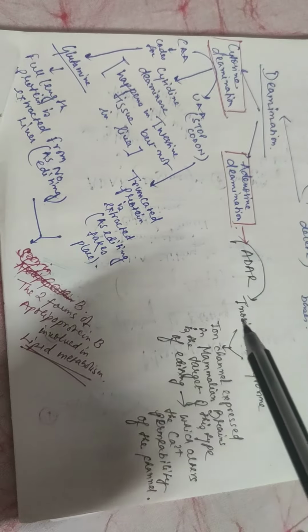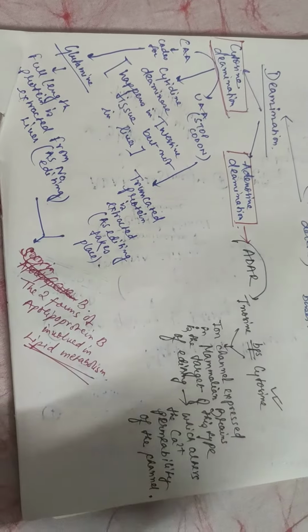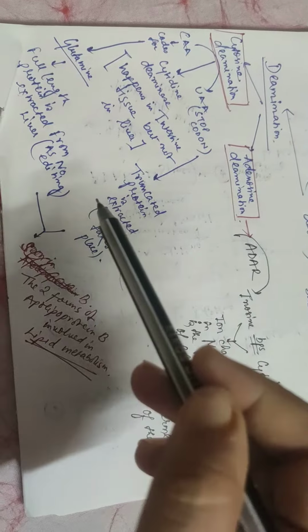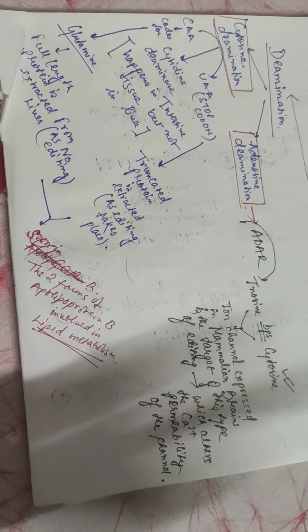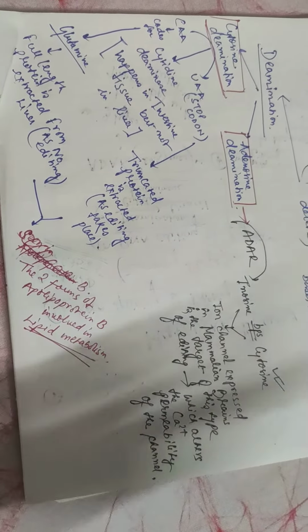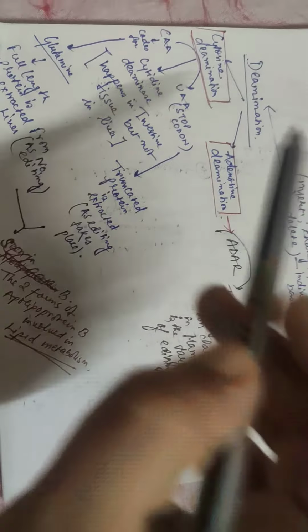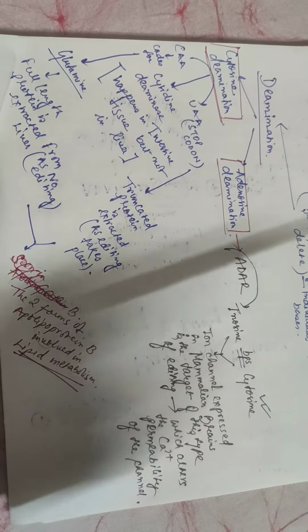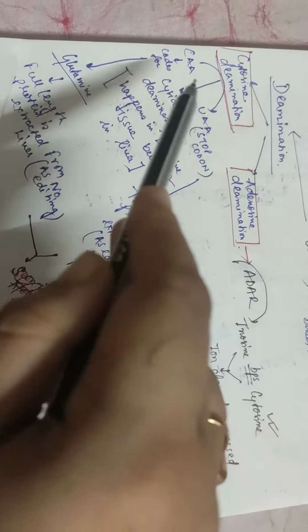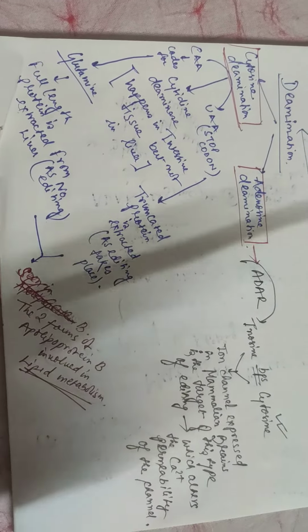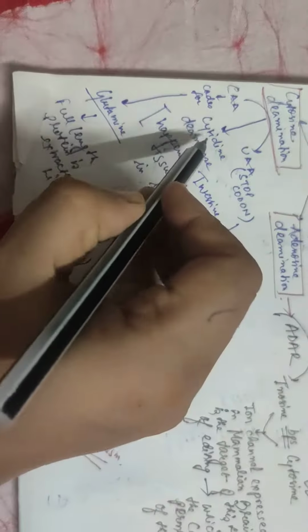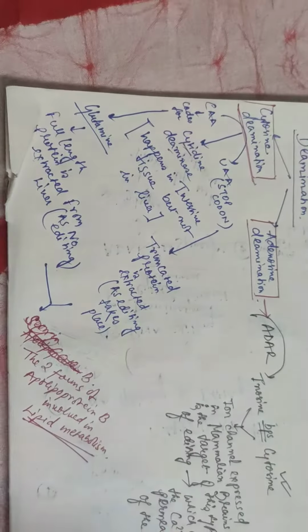This example is seen in these two forms. Which kind of protein are these? These two forms of apolipoprotein B are involved in lipid metabolism. And we should not forget that this kind of deamination is done by a particular enzyme, cytidine deaminase.